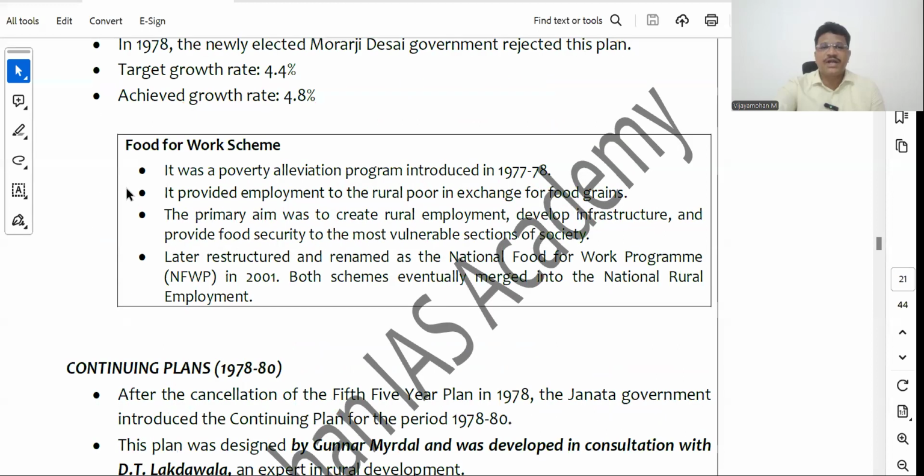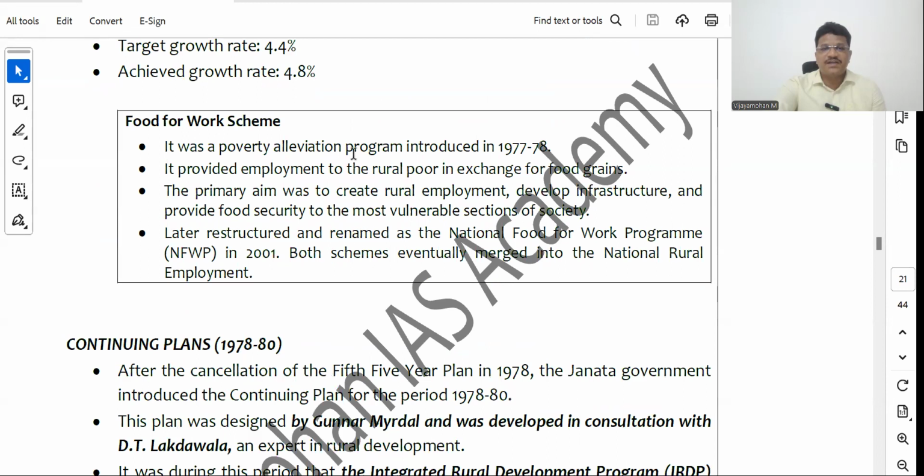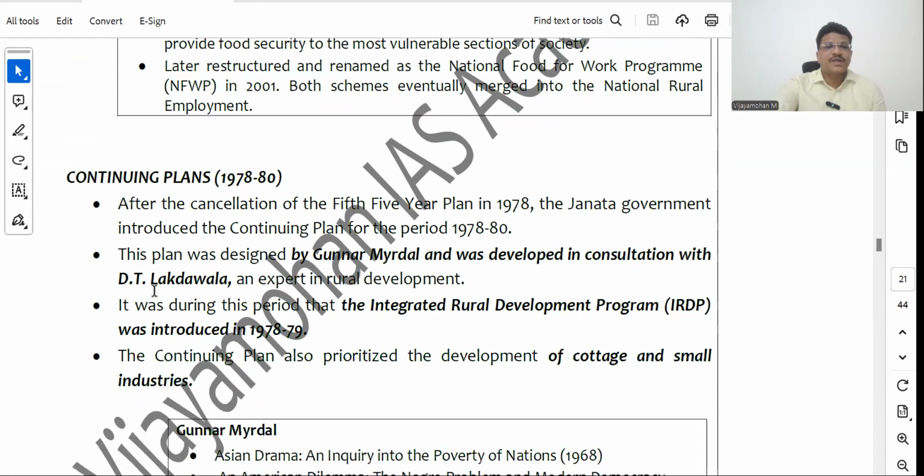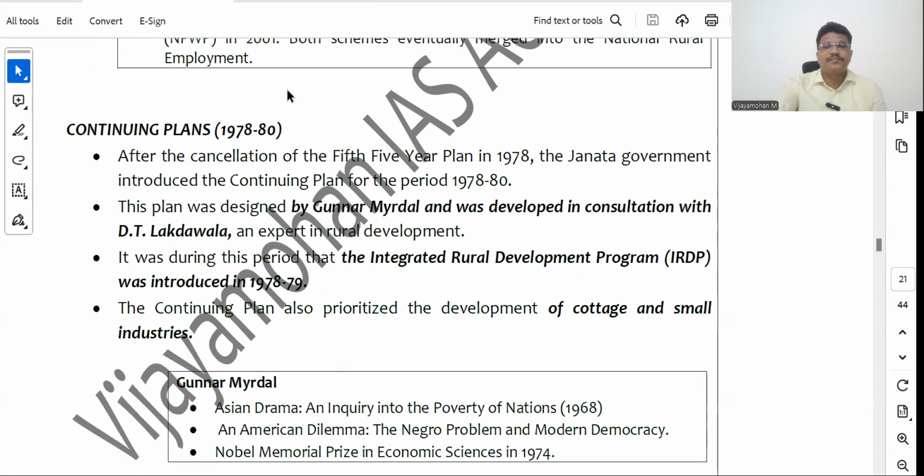Just try to go through the additional information about the food for work scheme. It was a poverty alleviation program introduced in 1977-78, one of the first poverty alleviation programs, right. And after the Janata government took power, as we saw, it scrapped the fifth 5-year plan.